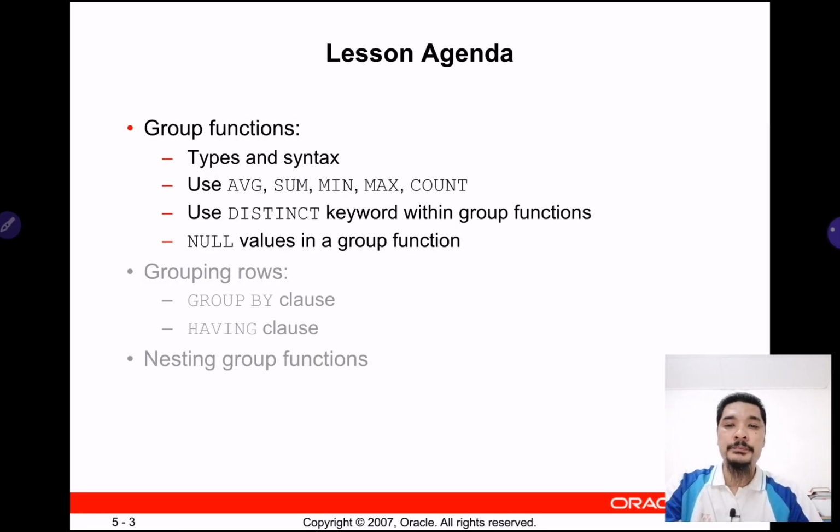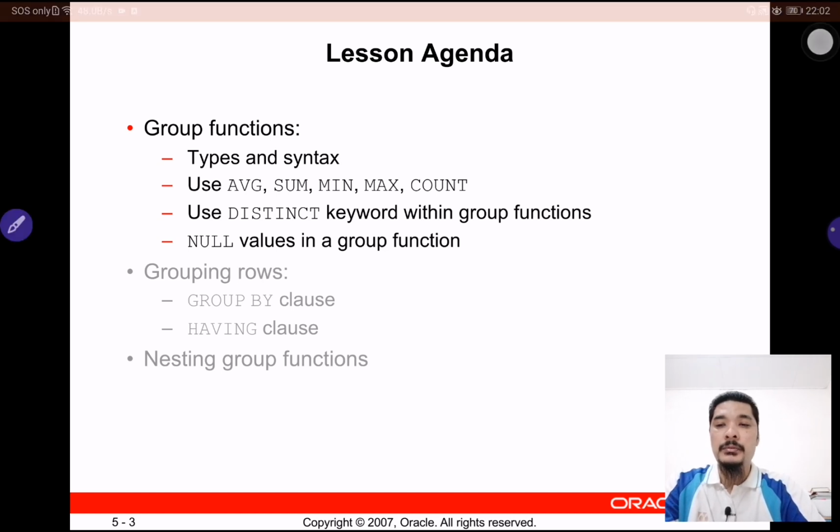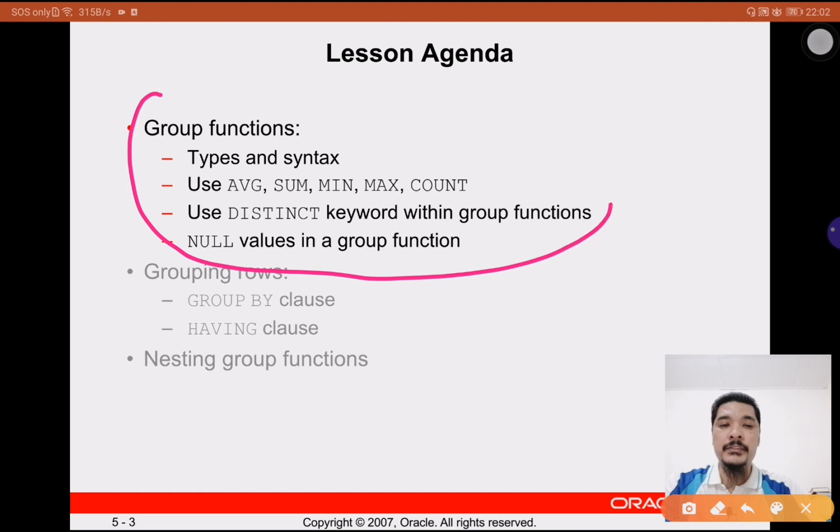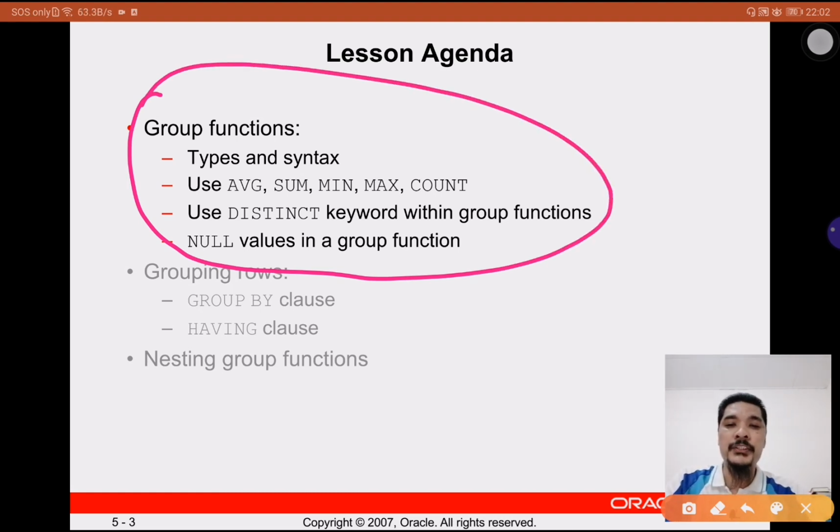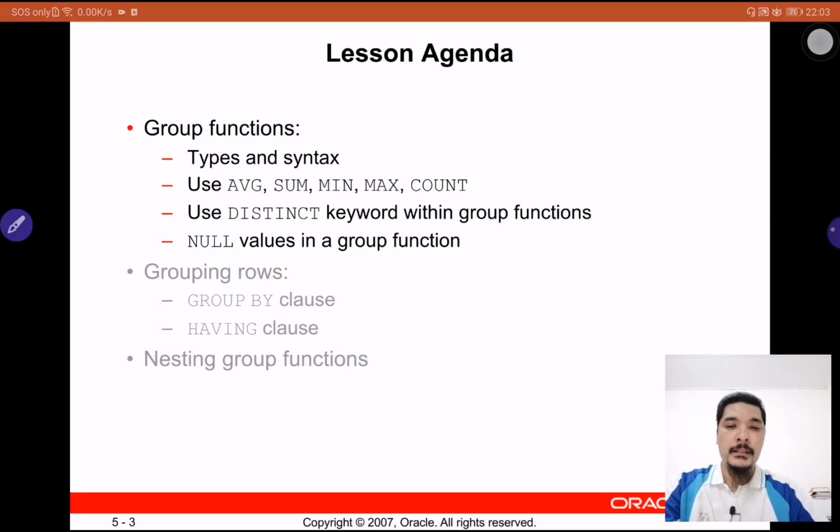For this part, we cover this area first. Part 1: group function types and syntax. Use average, sum, mean, max, count, and also the distinct keyword within group functions. Number 4, null values in group functions. Then followed by part 2, which is grouping the rows. Let's move to the next one.